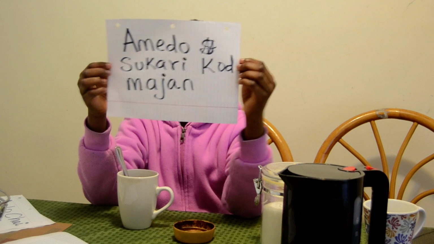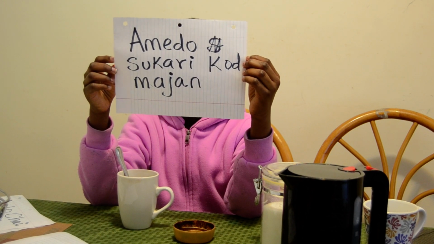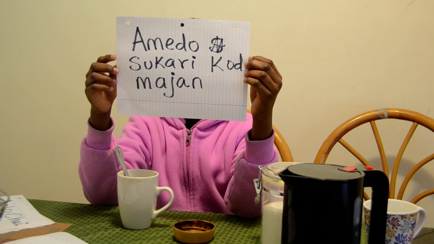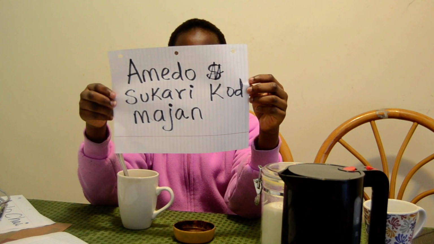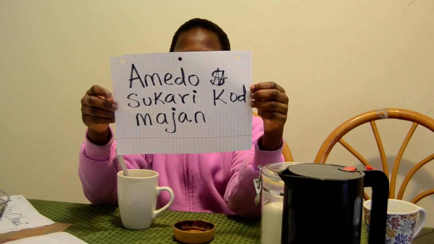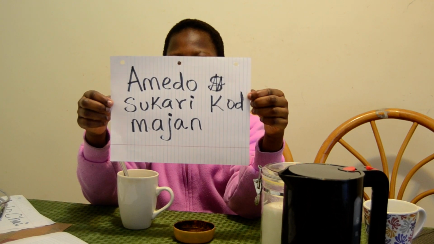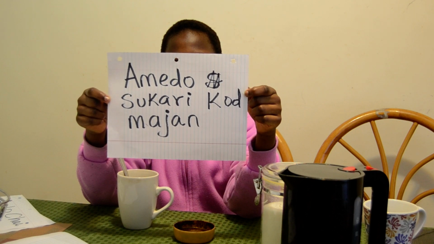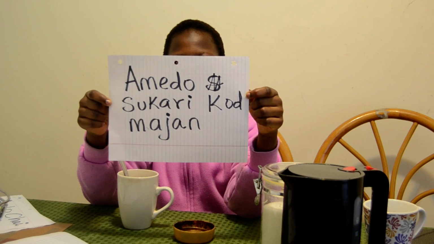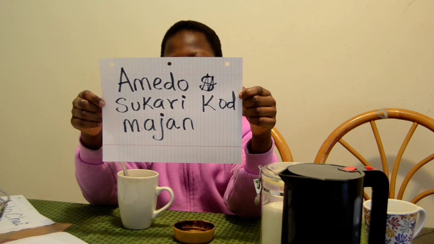Okay. Then your next slide. Next slide is amedo sukari kod majan. So I want to add in some sugar and some tea leaves. Amedo sukari. Sukari is sugar, and I think that's universal. Some people say sukar. So in Luo we say sukari. Kod majan. Majan is tea leaves.